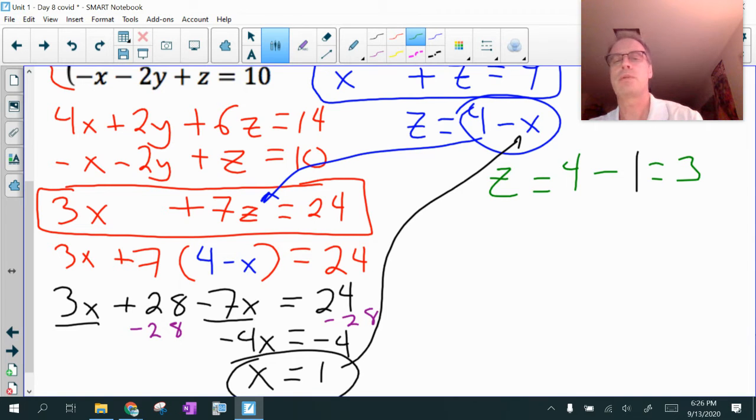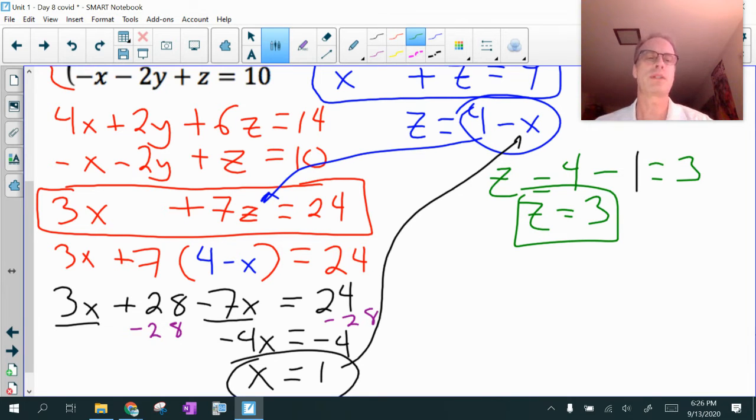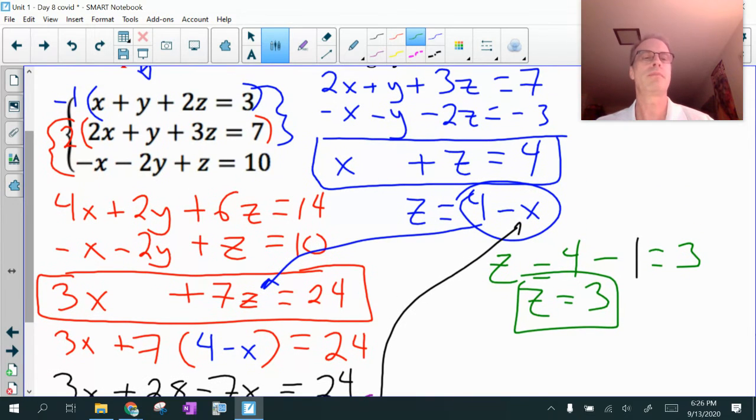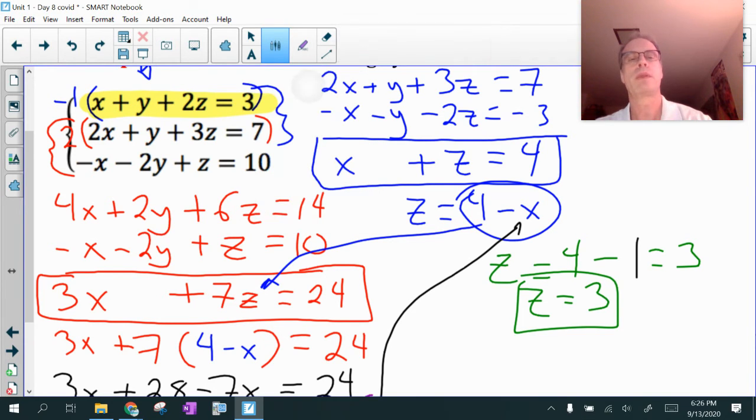Okay, so now we've got z equals 3. So I've got x and I've got z. It's at this point that you just have to decide which of these original equations you want to use to solve for your y. Now again, I'm going to choose one that probably will make my life as easy as possible, hopefully not having to multiply too much. So I'm going to say, let me use that equation there.